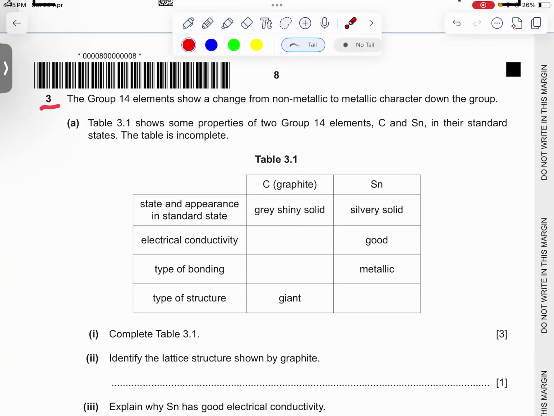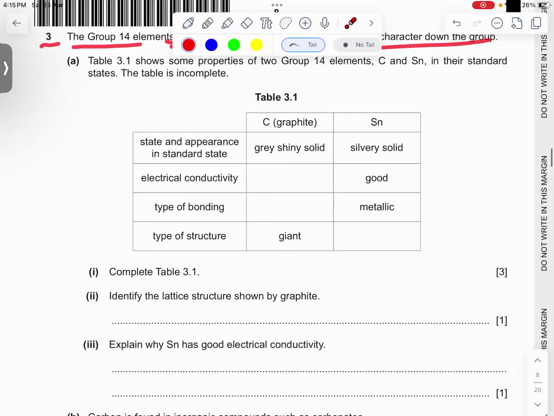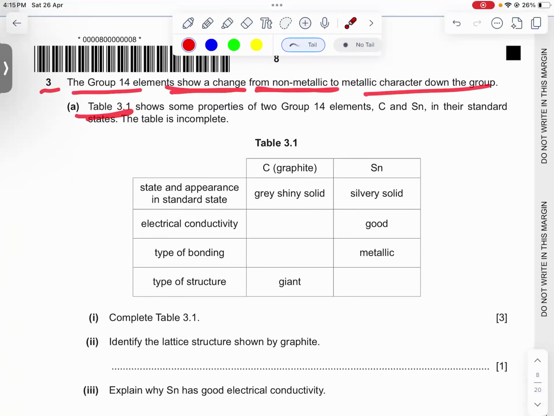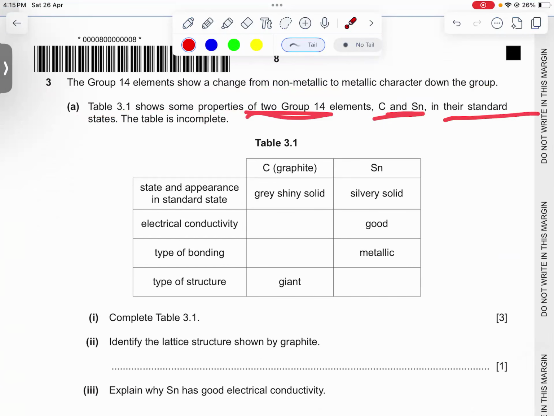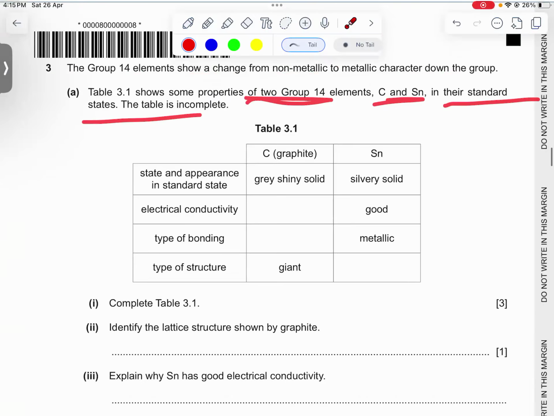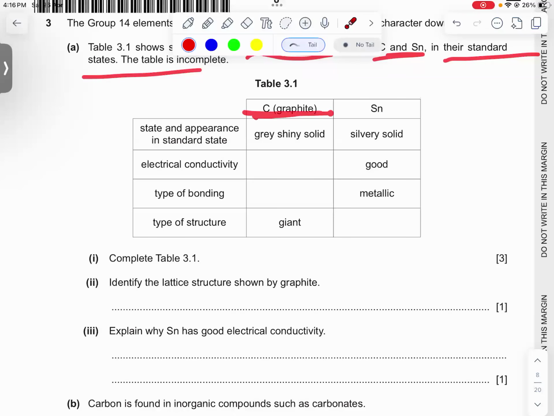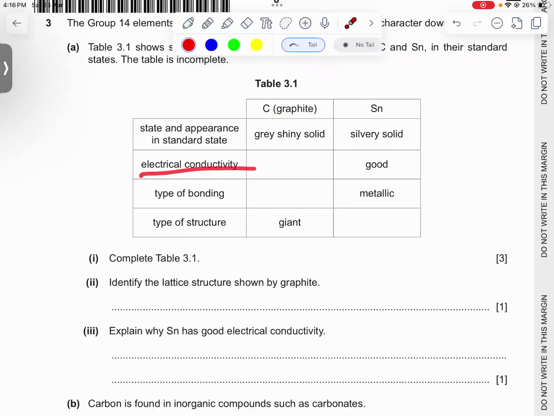Question number 3. The group 14 elements show a change from non-metallic to metallic character down the group. Table 3.1 shows some properties of the two group 14 elements, carbon and Sn, in their standard state. The table is incomplete. They want to talk about graphite. Does it conduct electricity? Yes, it does. It is a good conductor. What type of bonding does it have? It has covalent bonding.